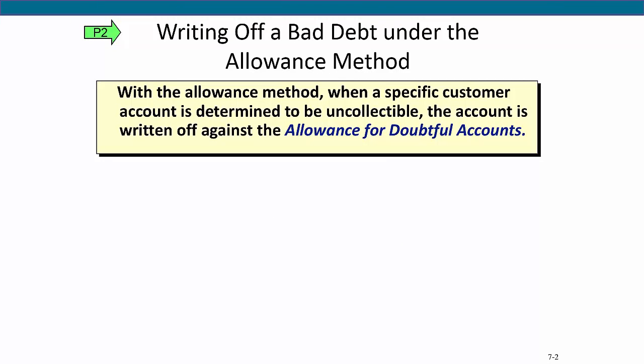Regardless of which of the estimation methods we use to estimate the allowance and bad debt expense, the accounting is the same when we learn that a specific customer will not be able to pay the amount owed. When using the allowance method, we write off an uncollectible account to the allowance for doubtful accounts. The entry only touches balance sheet accounts, removes the receivable, and reduces the allowance account.